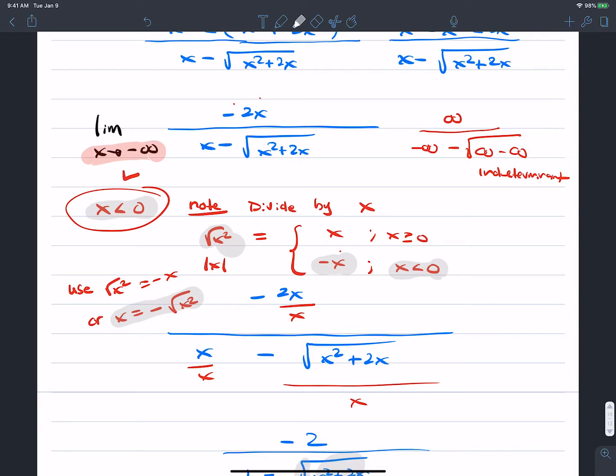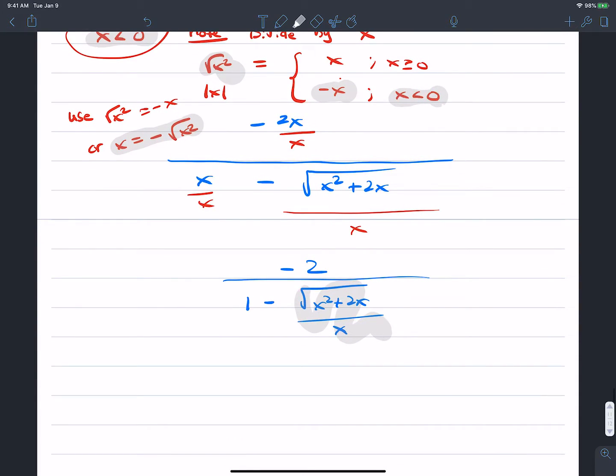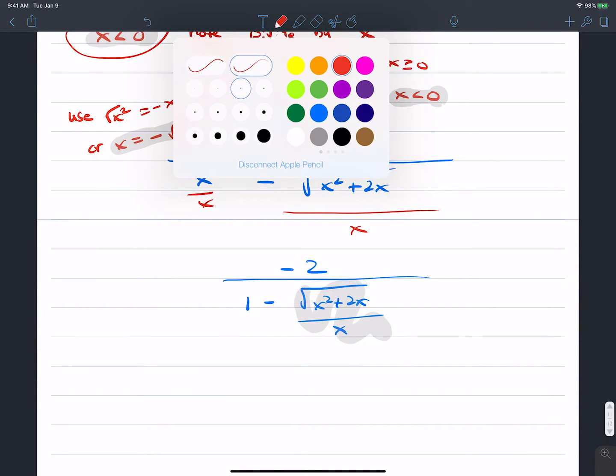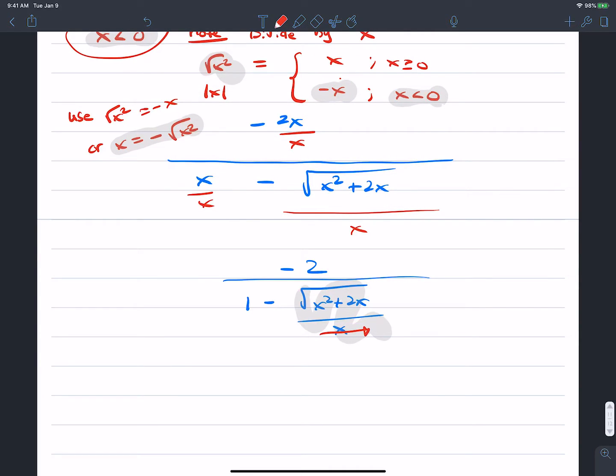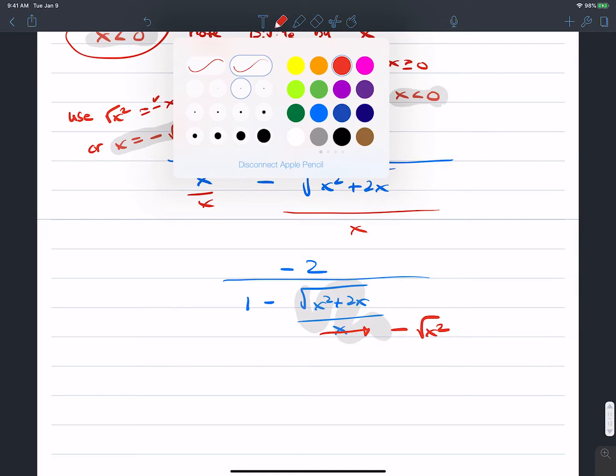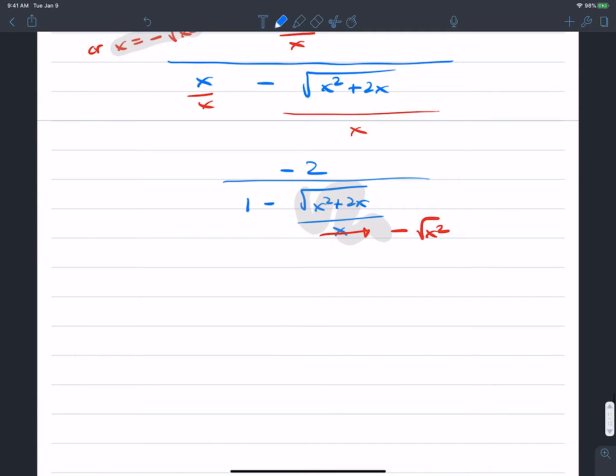Okay? So we're going to replace this x now here with minus square root of x squared, because we just solved for the variable x here. So we divided by -1, and this is what we get. That's going to help us here. So what we end up with here, ladies and gentlemen, is -2 over 1 minus the square root of x squared plus 2x. Yes, we divide by this negative square root of x squared.